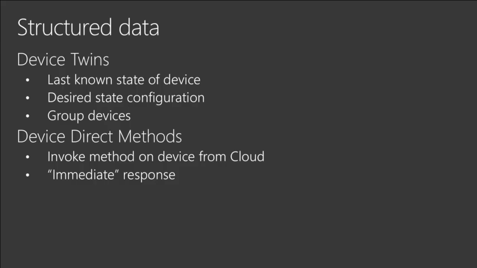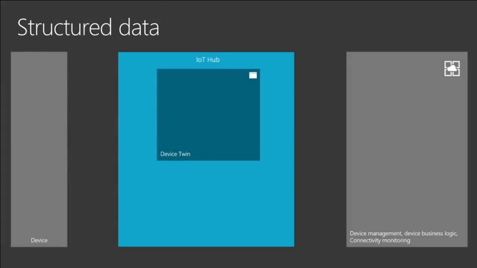Device methods is that other type of structured data transfer that allows you to invoke a method on a device. Think about RPC, remote procedure call. So you have a call like if you're doing a function in your code, but it happens actually on the device remotely through IoT Hub, seamlessly.